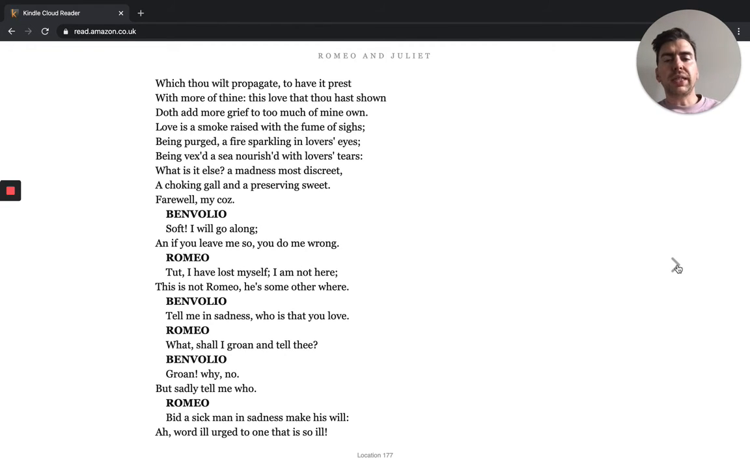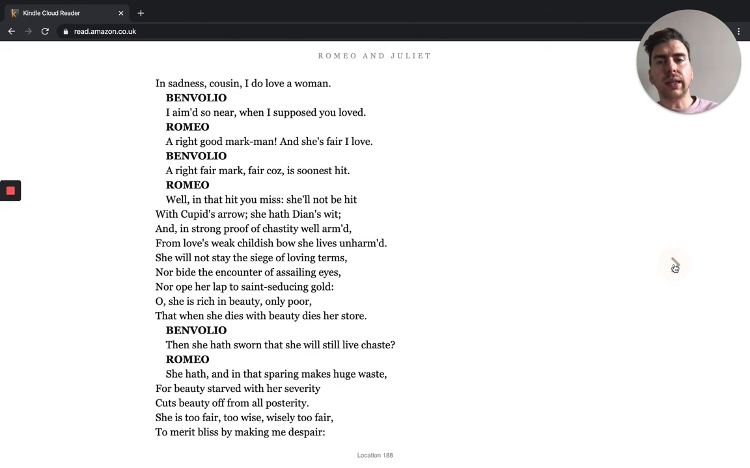Tut, I have lost myself. I am not here. This is not Romeo, he's some other where. Tell me in sadness, who is that you love? What, shall I groan and tell thee? Groan? Why, no, but sadly tell me who. Bid a sick man in sadness make his will. Ah, word ill urged to one that is so ill.